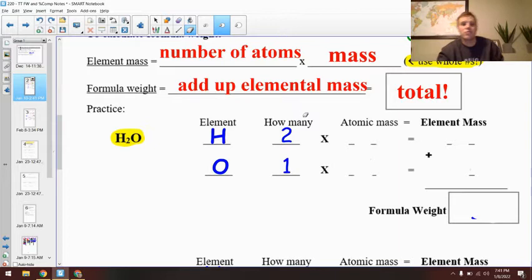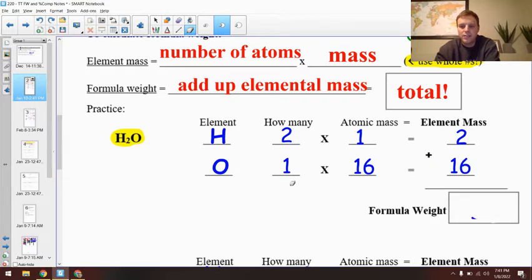Now, what is the mass of a hydrogen on your periodic table? Well, if you go to your periodic table, you'll find that the mass of a hydrogen is just over 1. It's like 1.00, something like I mentioned earlier. So we're just going to call that a 1. And oxygen is like 15.99. We're just going to call that an even 16. So now we have 2 hydrogens times their mass of 1, which gives us an element mass for hydrogen of 2. We have 1 oxygen times the element mass of 16.